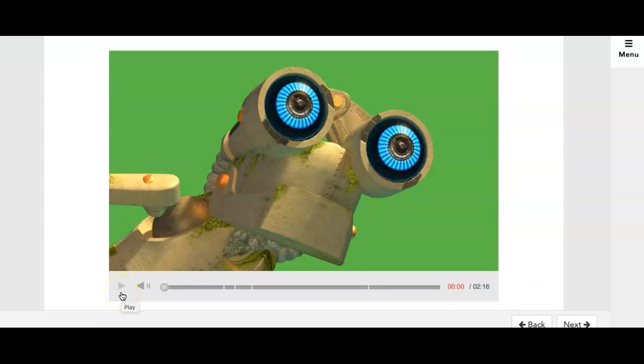Now we are going to watch our animated video to help us guide through the top of our workbook page 178. So we are on the next workbook page now. Let's see what our video has for us today.